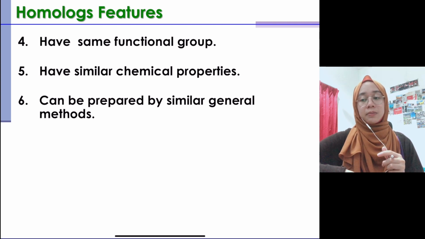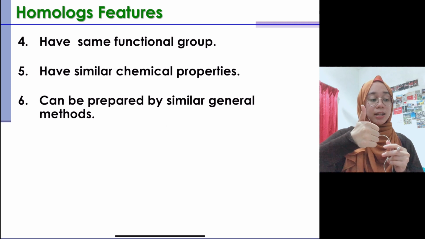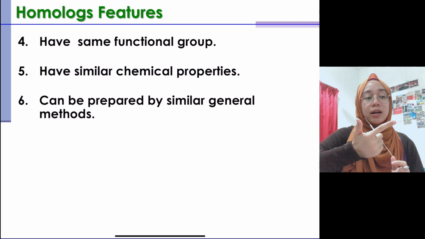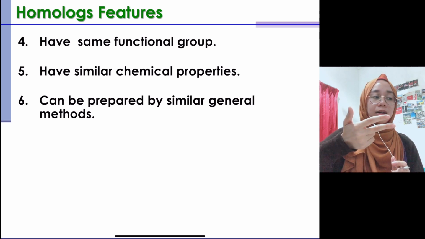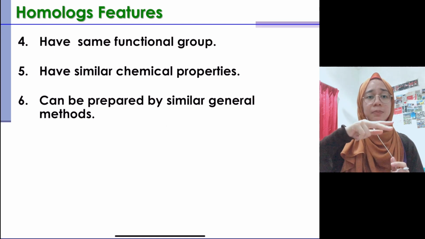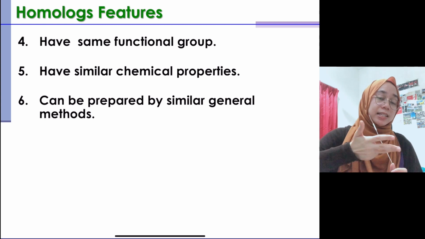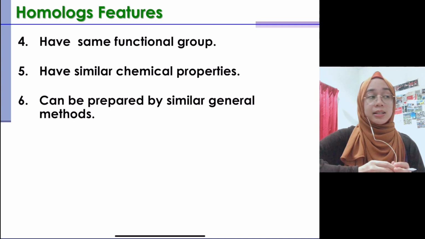And then homologous series, kita ada 6 features. So the first one adalah they need to obey a general formula. The second one adalah they differ to the successive member with a CH2 unit. And then yang ketiga adalah the physical properties gradually change as the number of carbon increases. And then yang keempat, they have the same functional group. Yang kelima, they have similar chemical properties. And yang keenam, they are prepared in similar methods. Okay, so I think that's all.